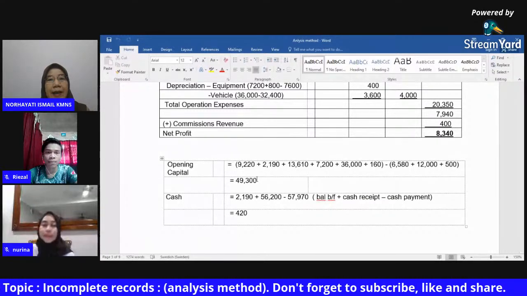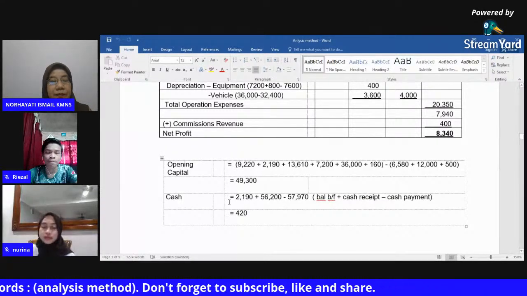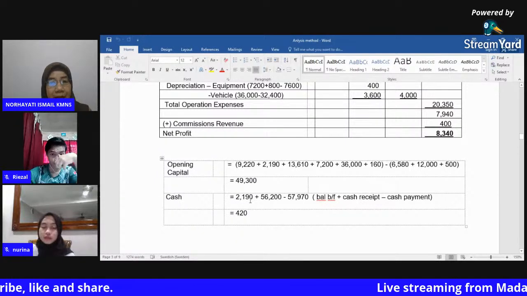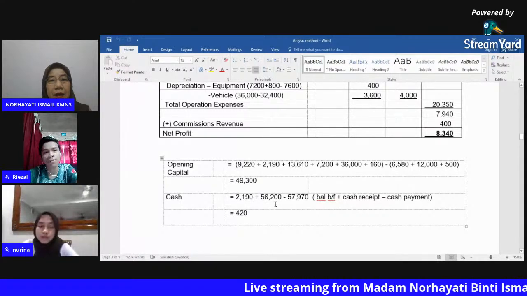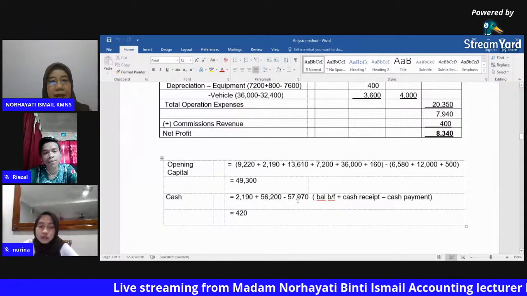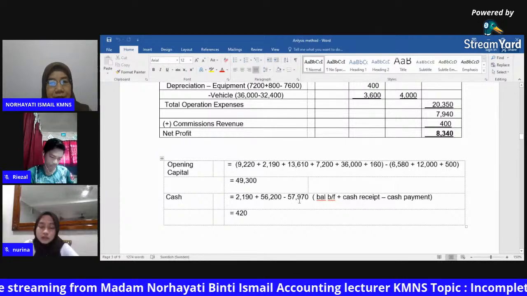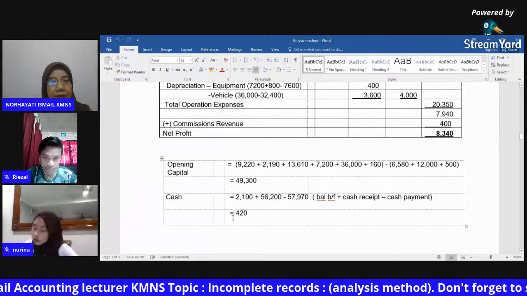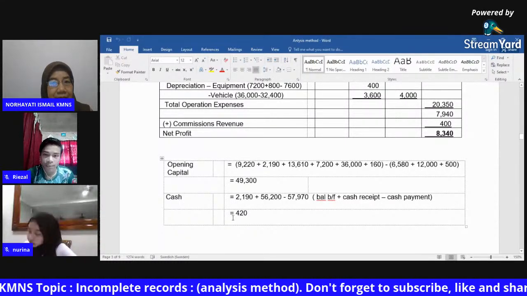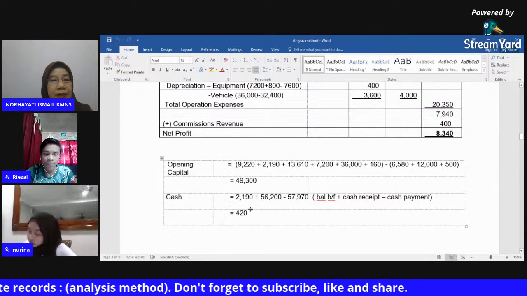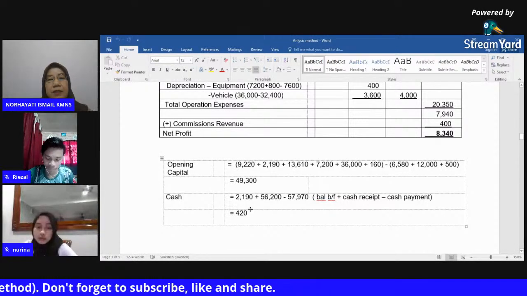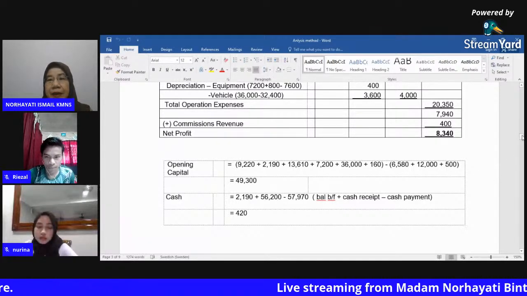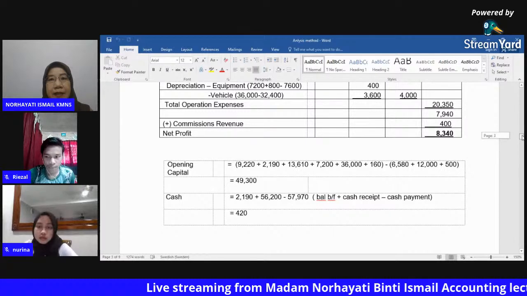So you get the total for opening capital, 49,300. And the second one, cash. Given in the question, the beginning balance plus all cash receipts less all cash payments, and you get 420. You must calculate the balance carried forward because we want to record it in the financial position. So after you prepare the opening capital, then we can prepare the statement of income.